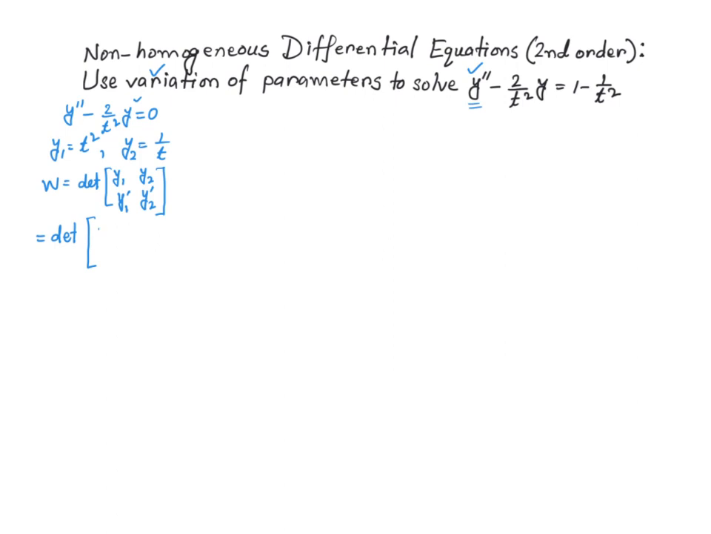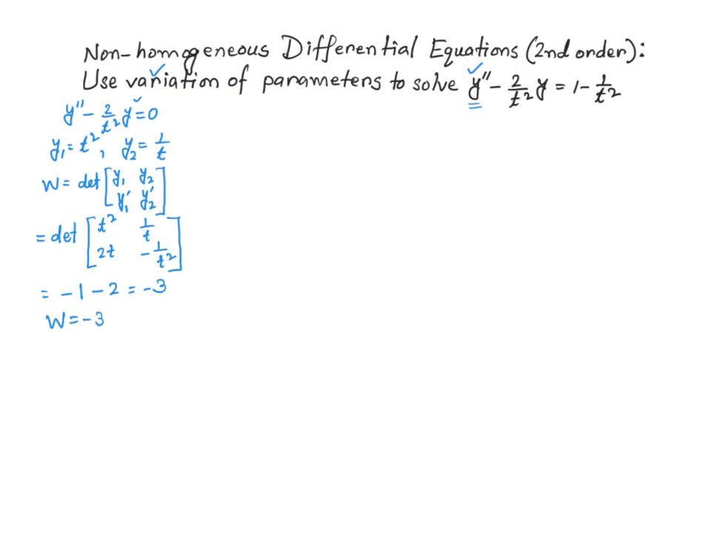y1 is t squared, and the derivative of t squared is 2t. y2 is 1 over t, and the derivative of y2 is negative 1 over t squared. Now the determinant: t squared times negative 1 over t squared is negative 1, then minus 2, which is negative 3. So the Wronskian is negative 3.